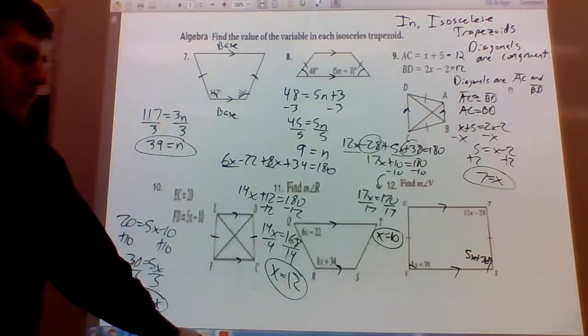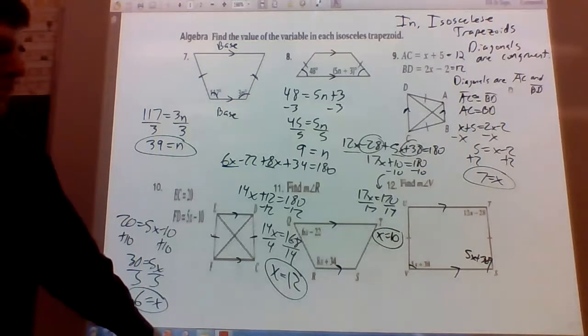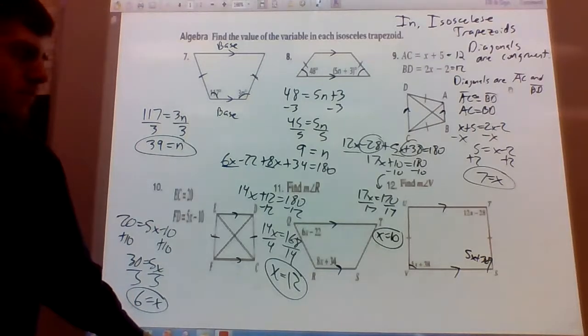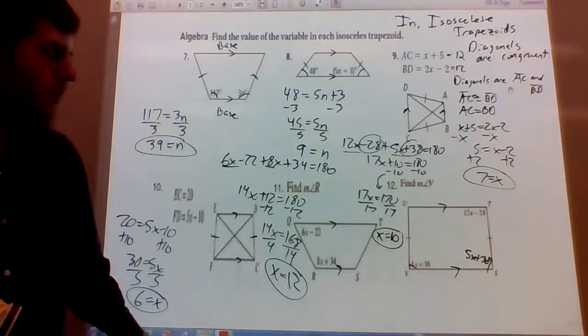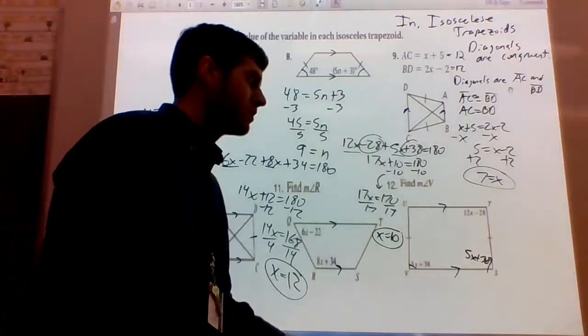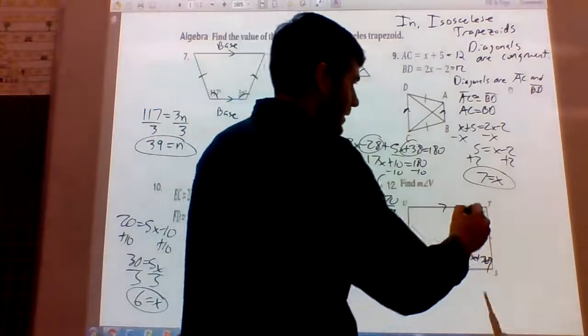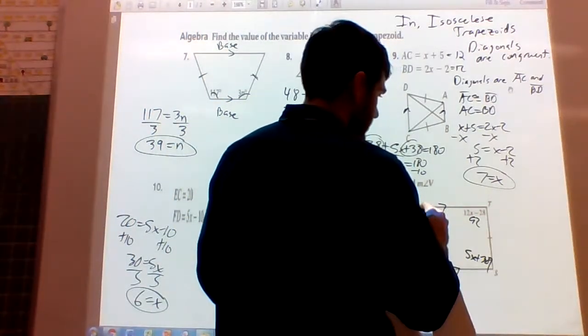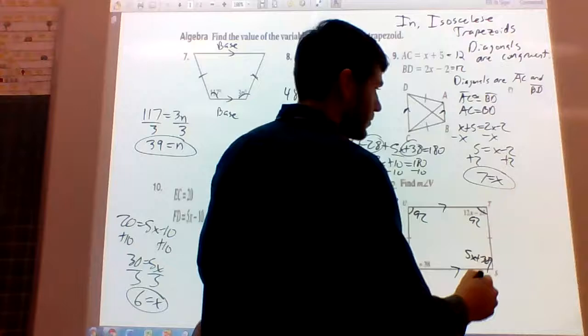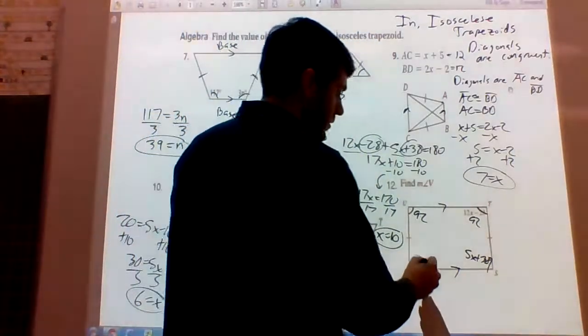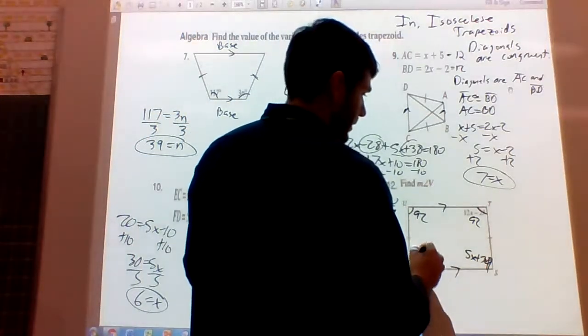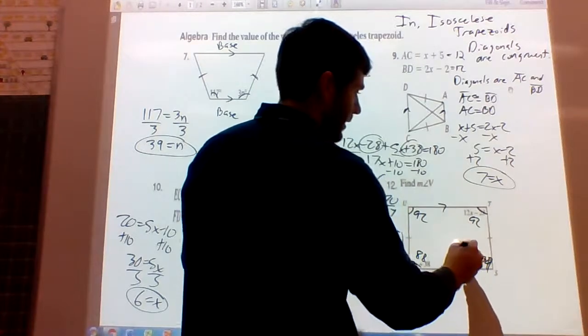Substitute that in. 5 times 10 is 50. 50 plus 38 is 88. Hopefully the other one is 92. Let's see. 12 times 10 is 120. 120 minus 28 is going to be 92. So this one's going to be 92. This one's going to be 92 because U and T are congruent because they're both base angles. Okay, and then these two are going to be 88 and 88.